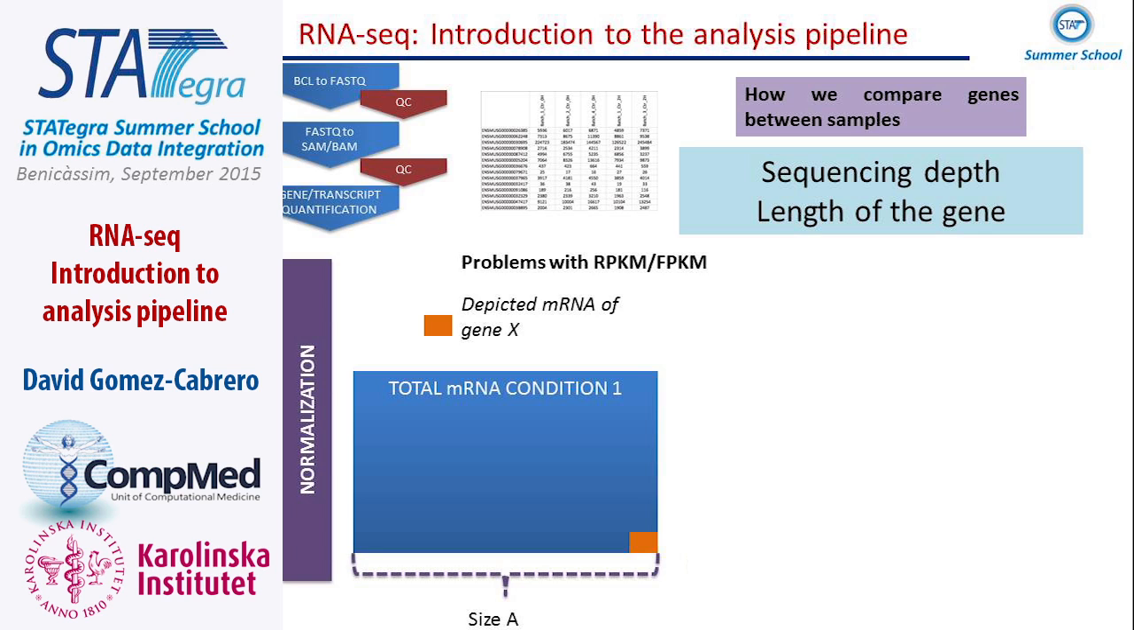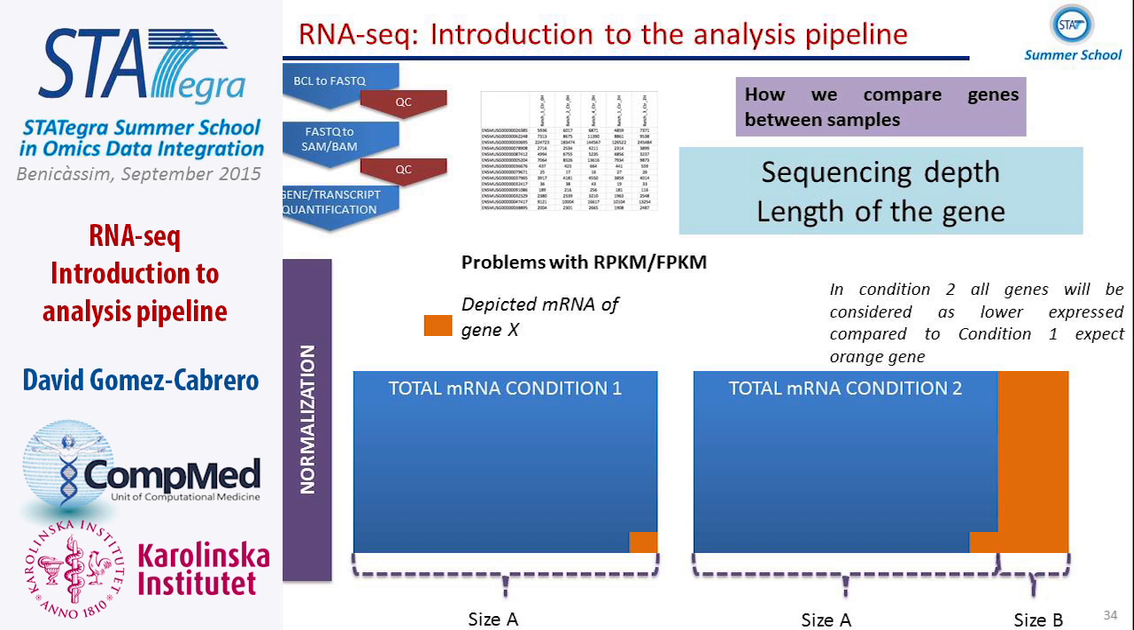I call it problems with RPKM or FPKM. Imagine we have, this is the total mRNA in condition 1 in the cell, right? This is the total amount. And this is my gene X, which has this proportion of the total mRNA. Okay? Then I go to condition 2, and you can see that for all the genes it has remained exactly the same, all of them, except gene X. And gene X has grown a lot, so much that it's a decent percentage of the total amount of mRNA.